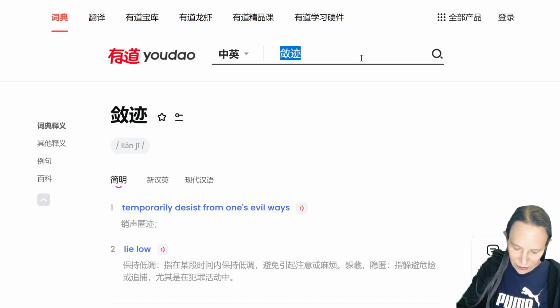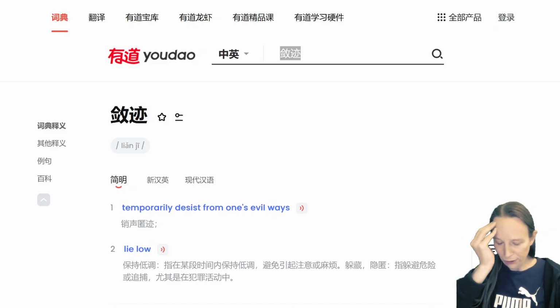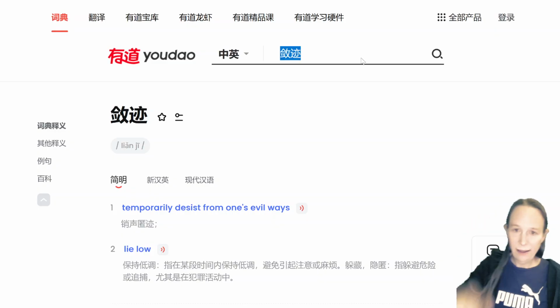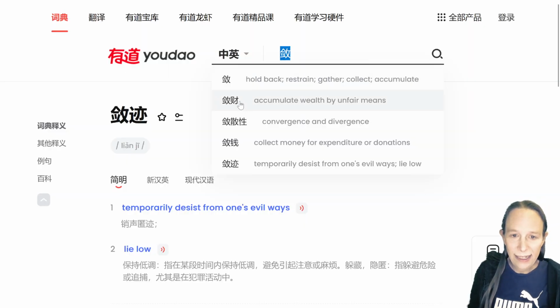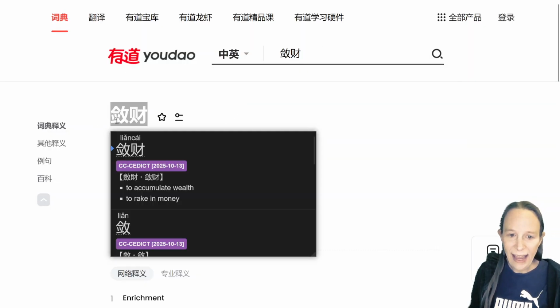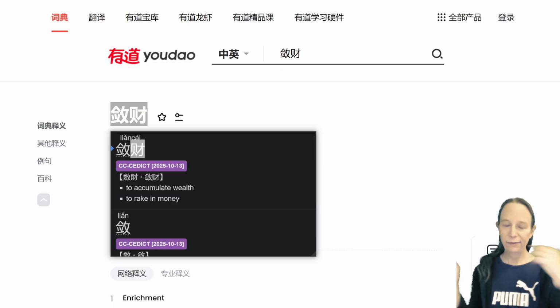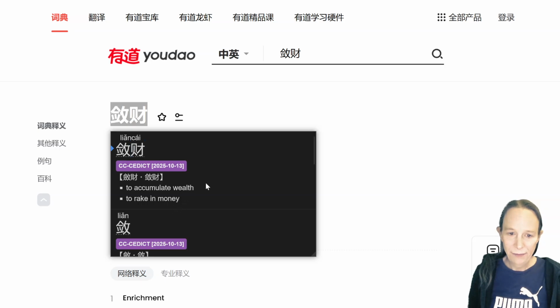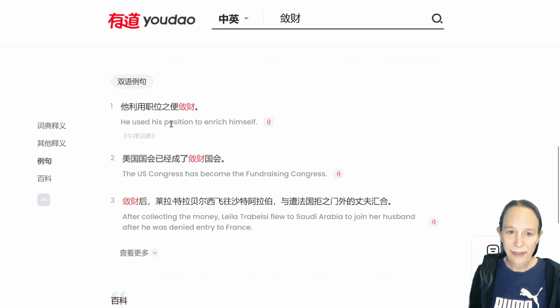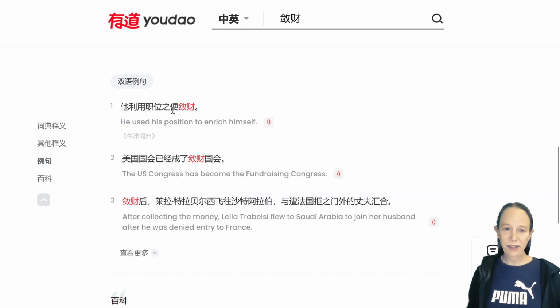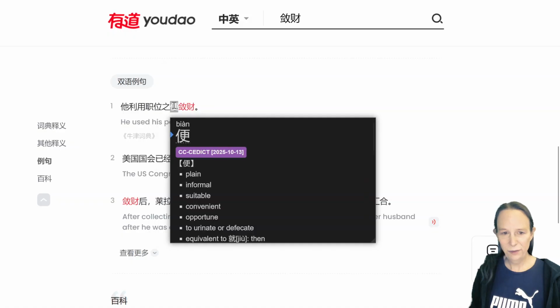The third definition is 收集, 征收, so collect or levy. And 敛财, so collecting money in this case. 财物, something like that. Money, wealth, so accumulating wealth. 敛财, 利用地位之边. That, why is there a G there?